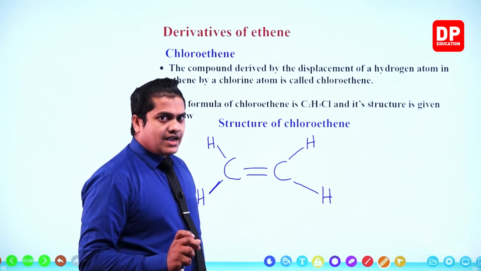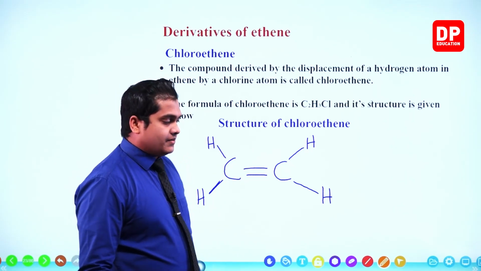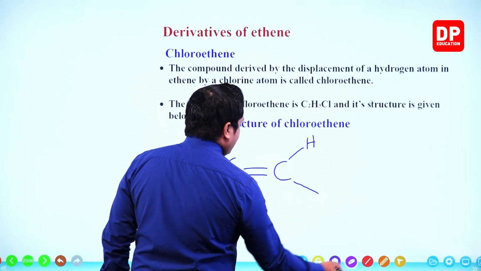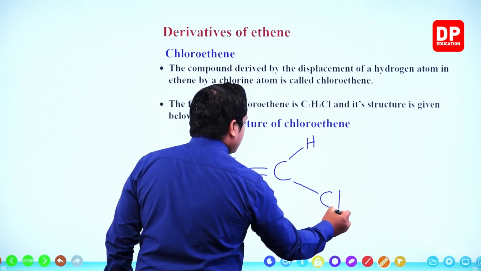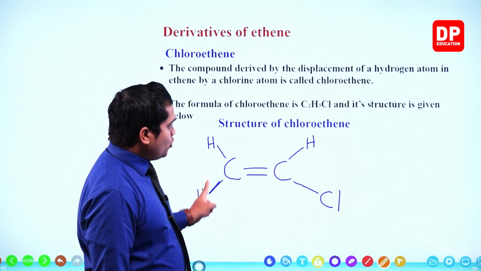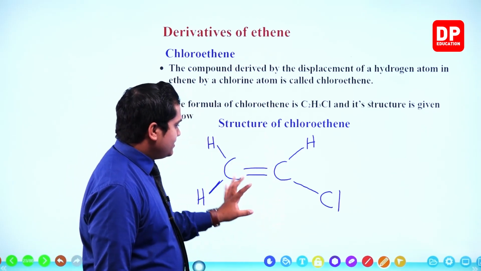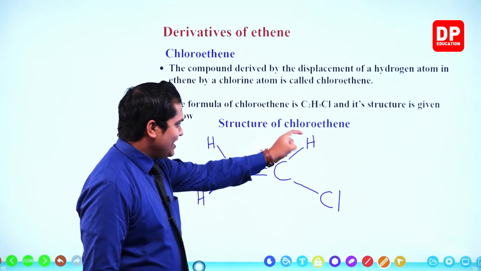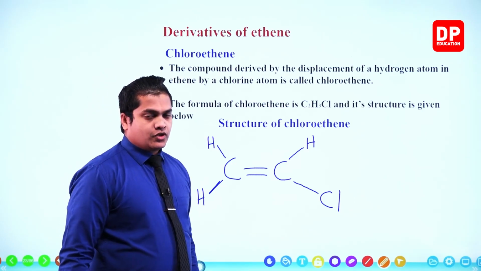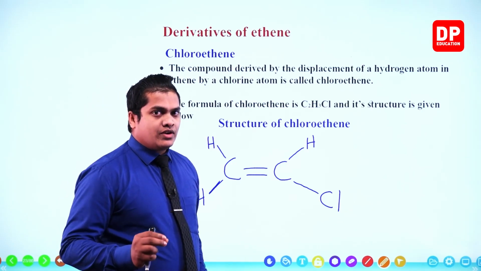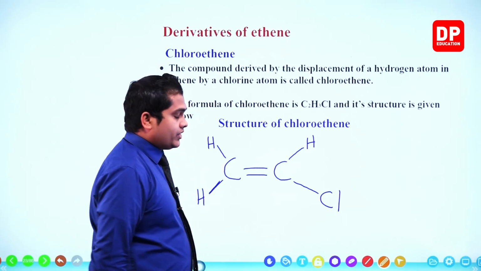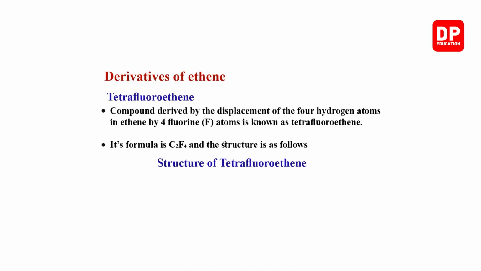Displace that hydrogen atom by using a chlorine atom. So erase one hydrogen atom, then replace it with chlorine. So this is chloroethene, C2H3Cl. This is chloroethene. Okay, very simple, my dear children. You just need to displace one hydrogen atom with chlorine. That's it. So this is chloroethene. Right then.